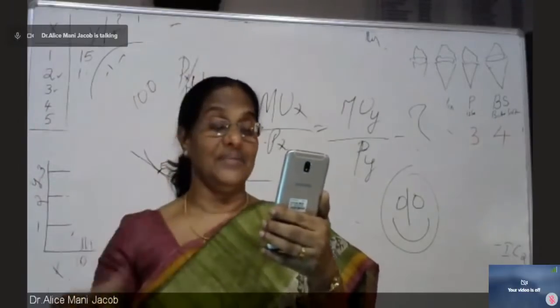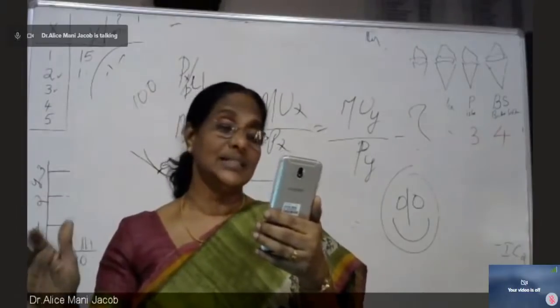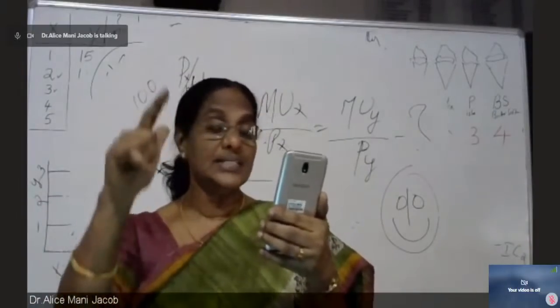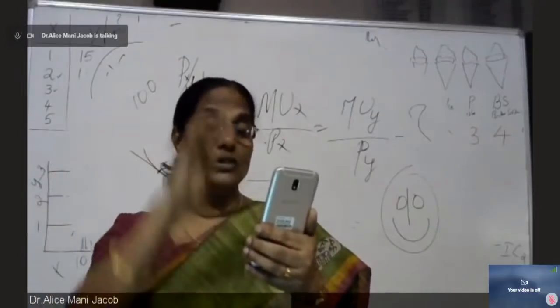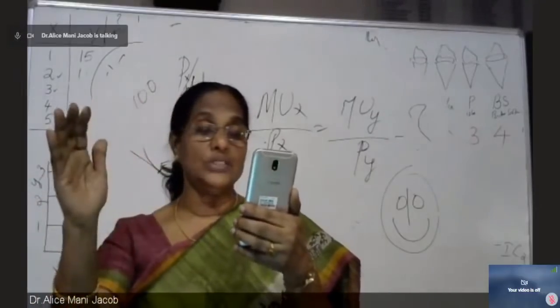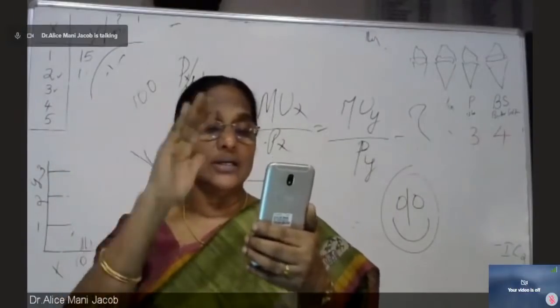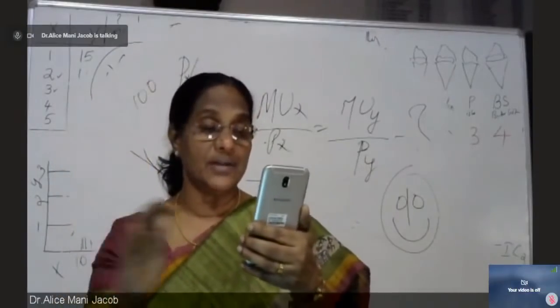Indifference curves cannot intersect because of the reason I said: A is equal to B, and C is equal to A. A cannot be equal to B because the quantities of goods are different. Okay.